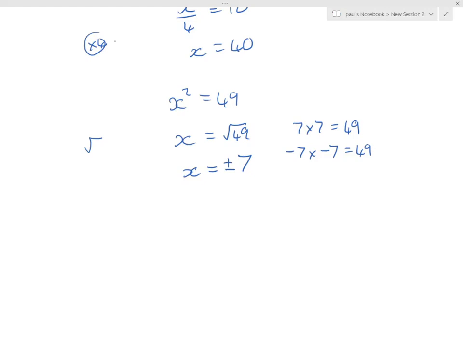What else can we do? Let's have a look. So the square root of x equals 10. So now we're going to square both sides. So that squared cancels, and 10 squared is 10 times 10, which is 100.